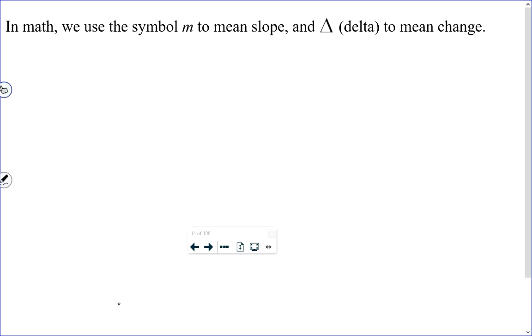A couple of other little details we need to get out of the way. We use the letter M to mean slope. That's just something you are going to have to get used to. And in math and science, and you'll see this a lot in physics and also in chemistry, that triangle, which is a Greek letter called delta, is what we use to mean change in something.